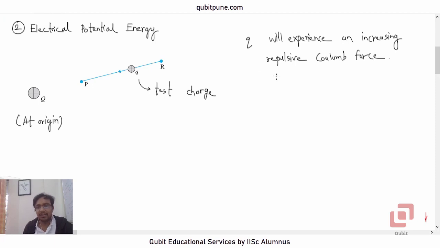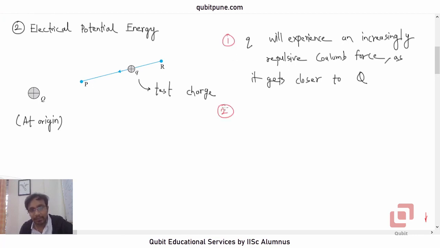It will experience an increasingly repulsive Coulomb force. Why? Because it is getting closer to Q. As it gets closer to Q, because both are positive, we have assumed that both are positive. Okay, what does that mean? That means we have to push this Q from R to P against the electrostatic repulsion of capital Q. So the work that we do as an external agent is stored in the form of potential energy in the charge.